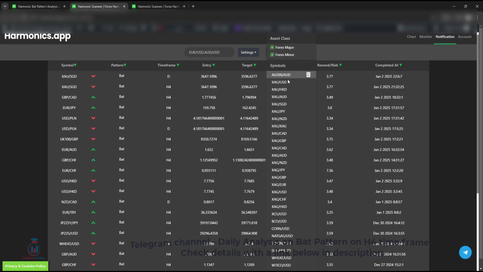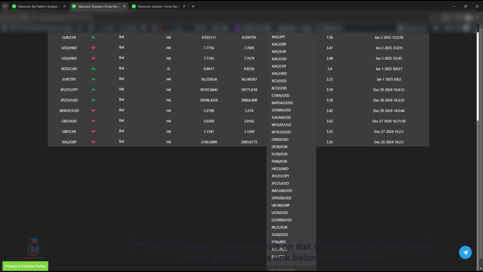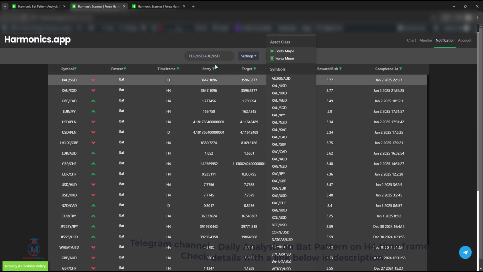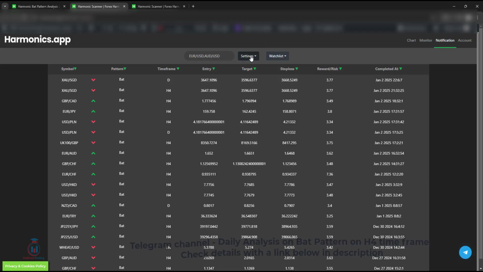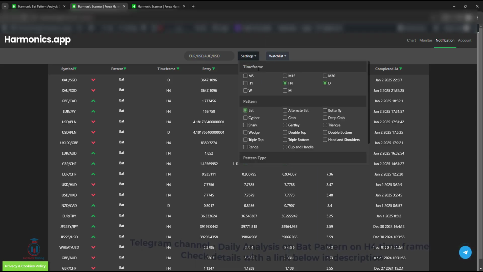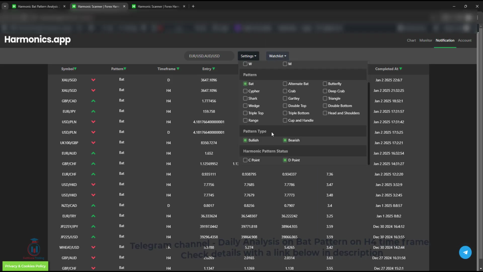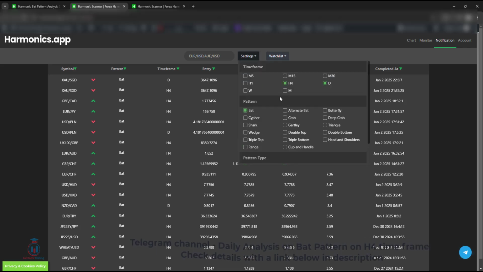The watch list defines which symbols you would like to have. You can select Forex major and Forex minor, and below that, where it says add a new symbol, you can type which symbol you would like to add to this list. In the settings you again select which time frame, which pattern, which pattern type you would like to follow. I have selected, you can see, only the daily and 4-hour time frames and only the bat pattern.